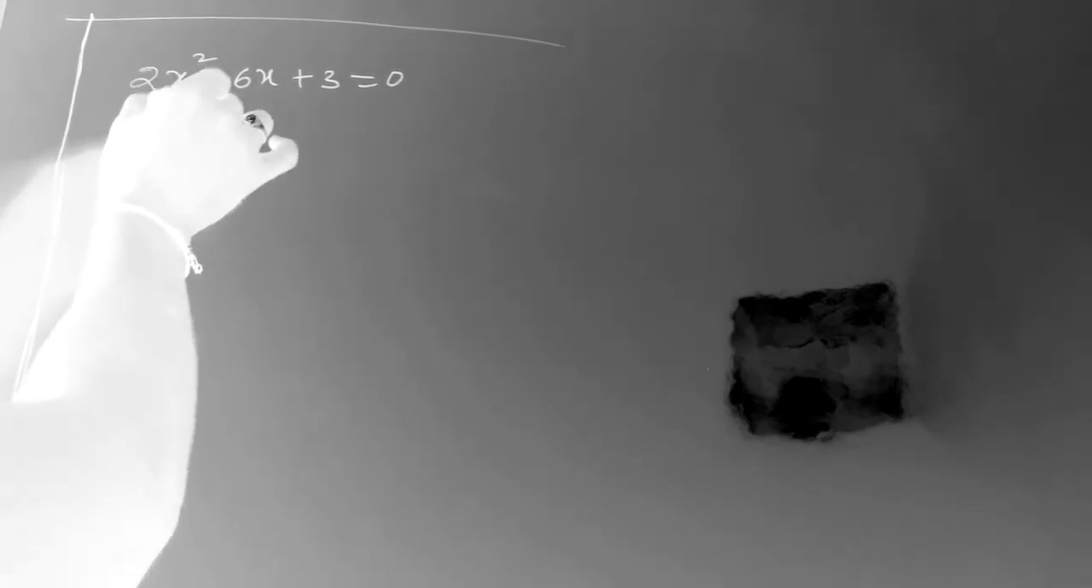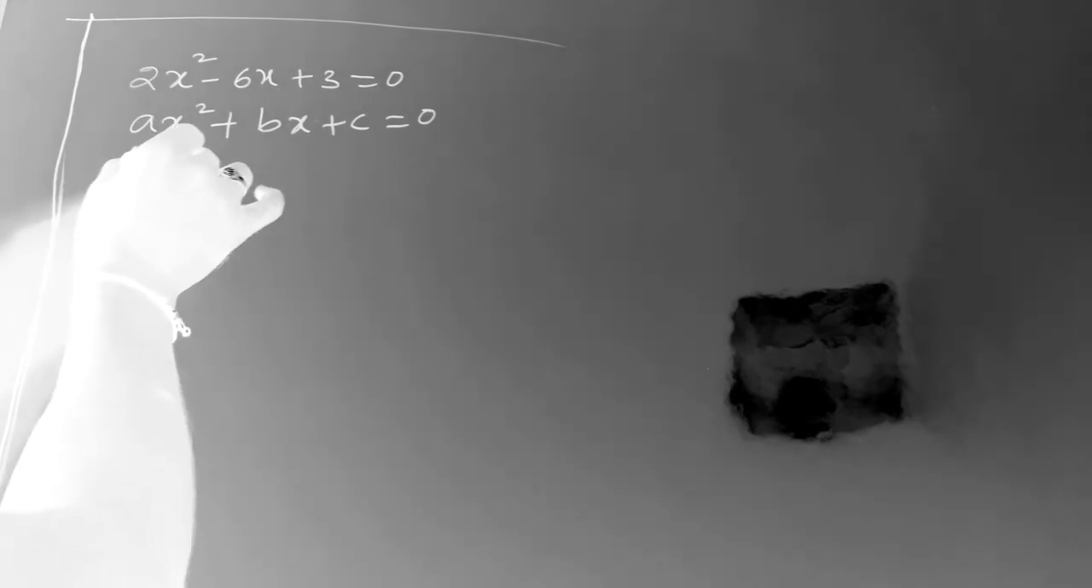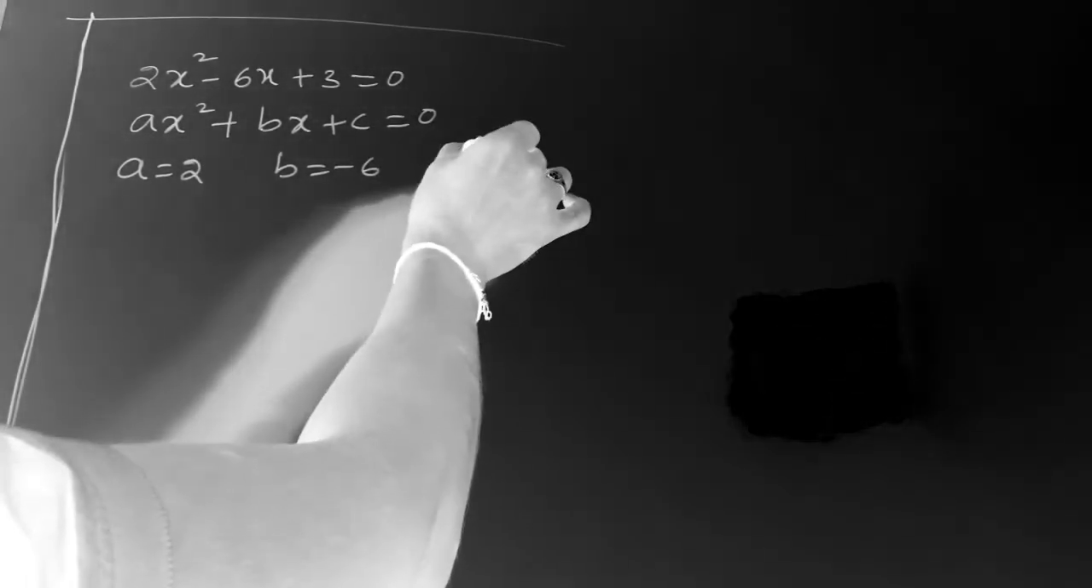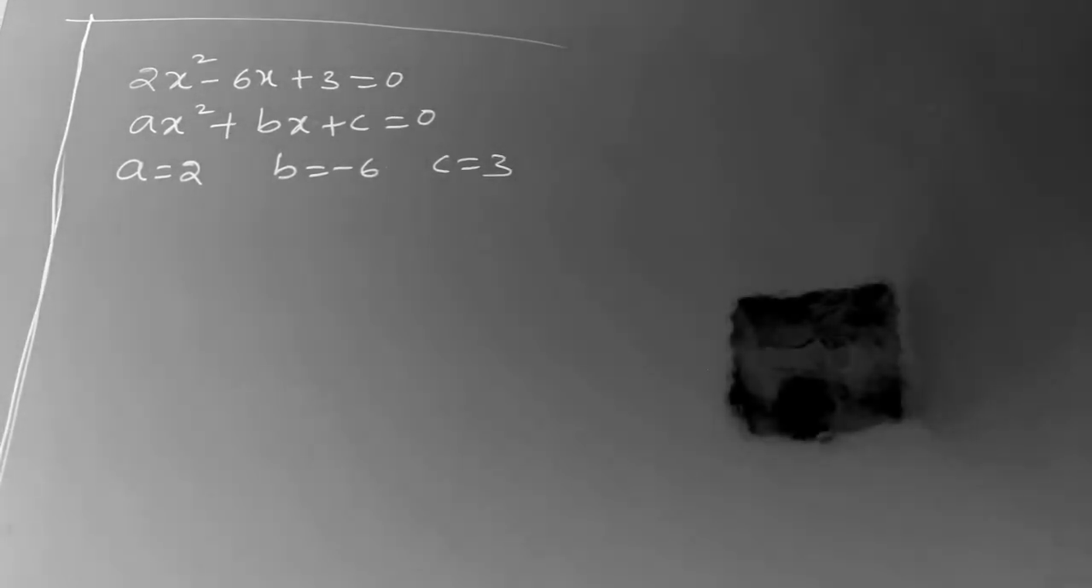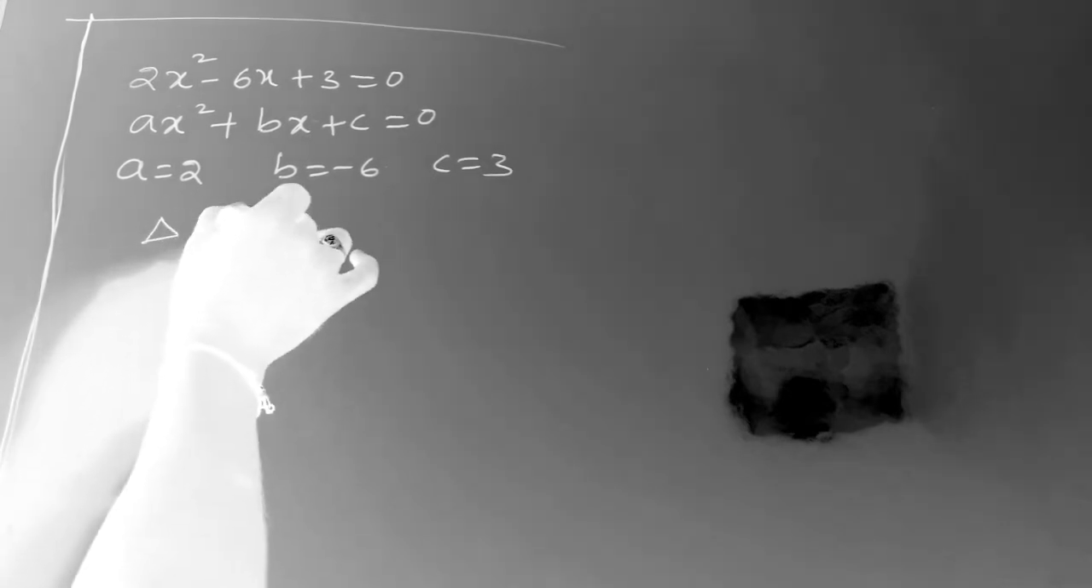Now we will take another question. 2x square minus 6 times x plus 3 is equal to 0. So it is in standard form, ax square plus bx plus c is equal to 0. So here a value is nothing but 2, b value is nothing but minus 6, c value is nothing but 3. To find out the nature of the roots, we have to use the formula discriminant, that is delta is equal to b square minus 4ac.